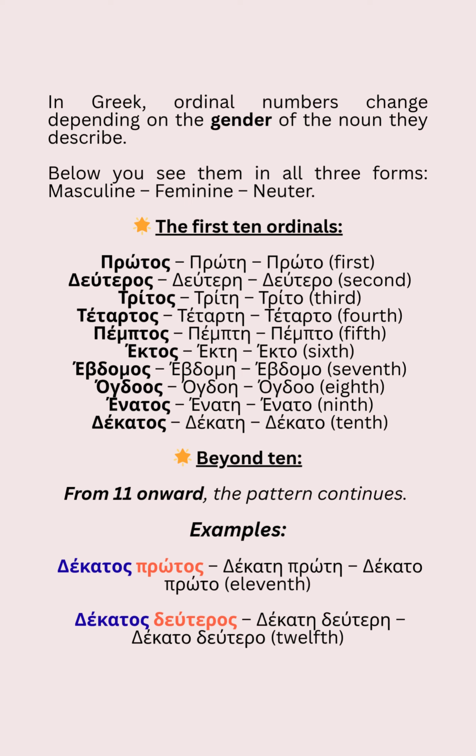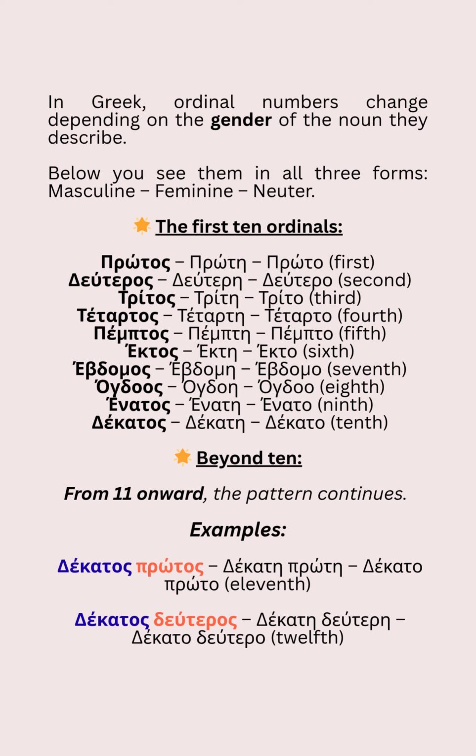And if it's neuter, we use the neuter, proto, and protos is the masculine. So protos, proti, proto. Then we have δεύτερος, second, δεύτερη, δεύτερο, τρίτος, τρίτη, τρίτο, third, τέταρτος, τέταρτη, τέταρτο, fourth, πέμπτος, πέμπτη, πέμπτο, fifth, έκτος, έκτη, έκτο, sixth, έβδομος, έβδομη, έβδομο, seventh, όγδοος, όγδοη, όγδοο, eighth, ένατος, ένατη, ένατο, ninth, δέκατος, δέκατη, δέκατο, tenth.